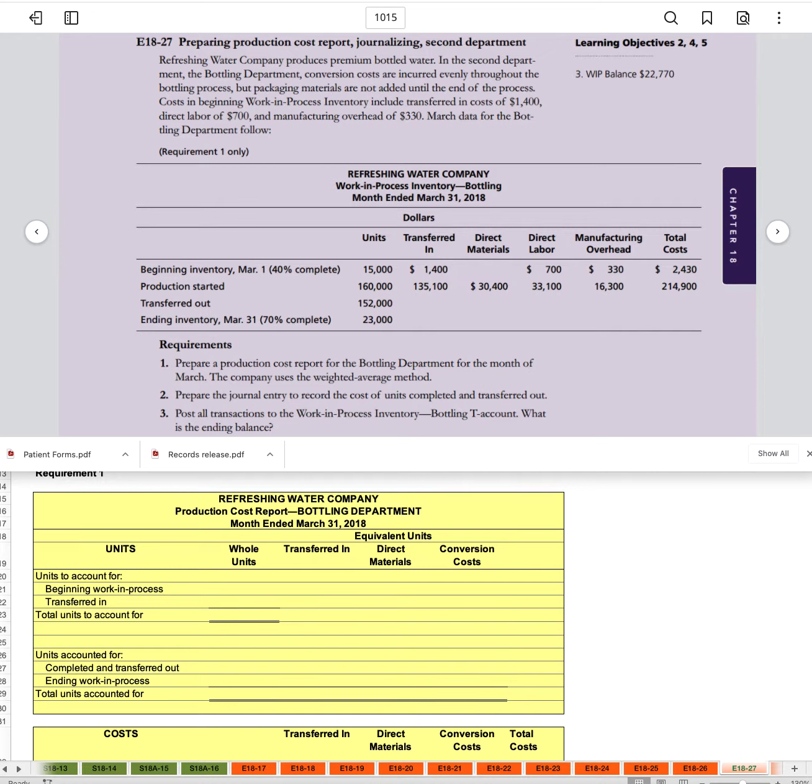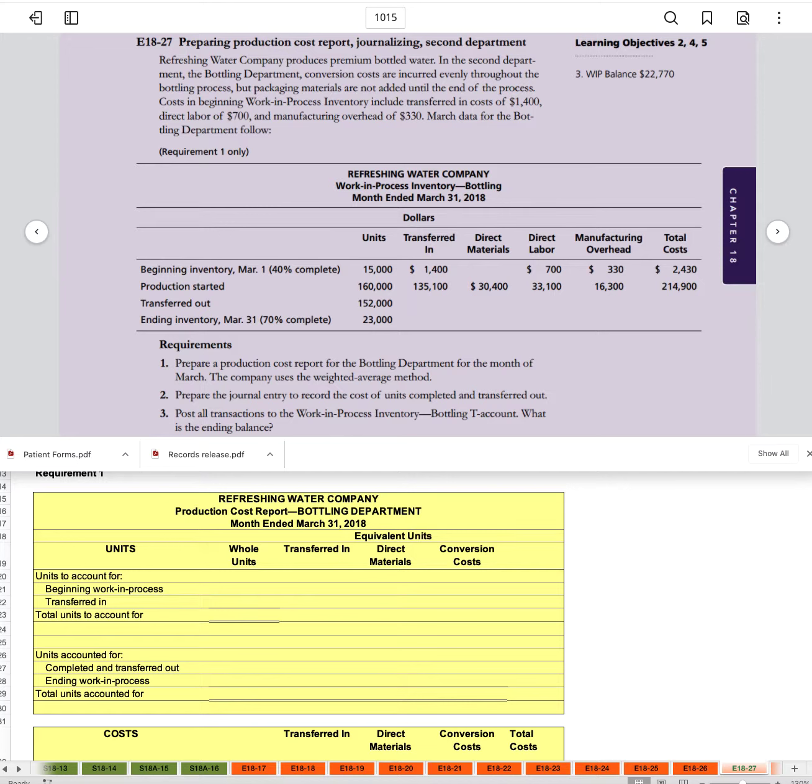Prepare a production cost report and also do journalizing, but we're working in a second department. Refreshing Water Company produces premium bottled water. In the second department, the bottling department, conversion costs are incurred evenly throughout the bottling process, but packaging materials are not added until the end of the process.